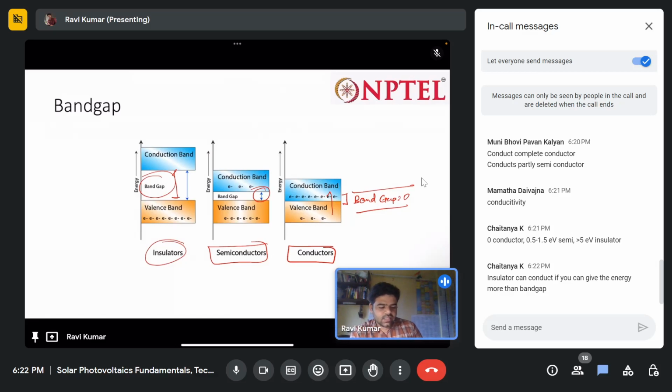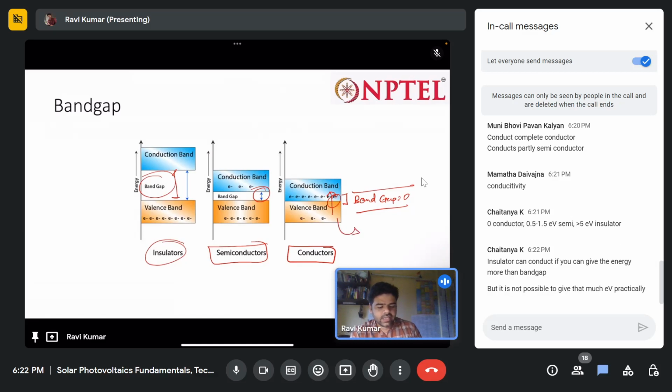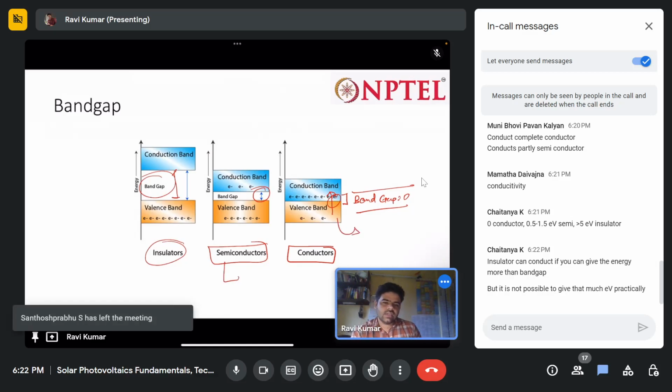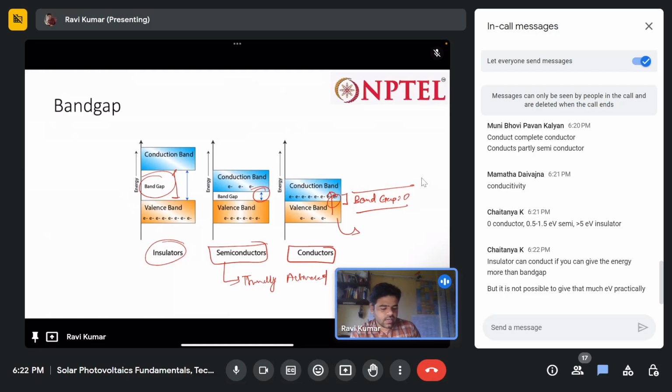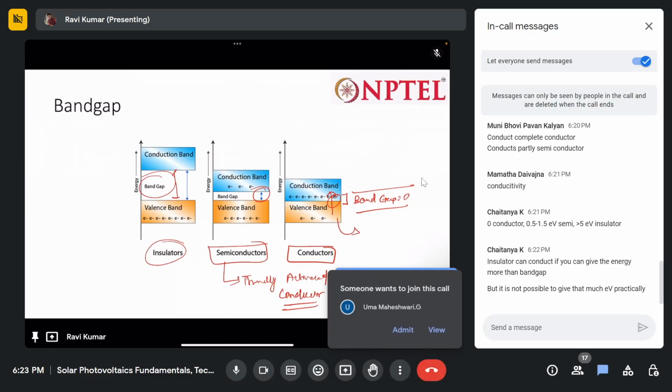In case of a conductor, there is no band gap, so it's always a conductor. In case of a semiconductor, it's a thermally activated conductor, we can say. If we increase the temperature, then conductance will take place. But in case of an insulator, it is not possible to give that much eV practically. Yes, Chaitanya, absolutely, you are correct. In case of an insulator, there is not enough energy available for the electron to jump the band gap. So that's why an insulator remains an insulator.